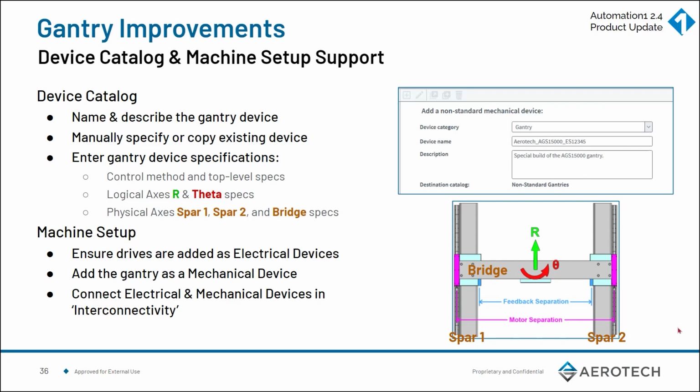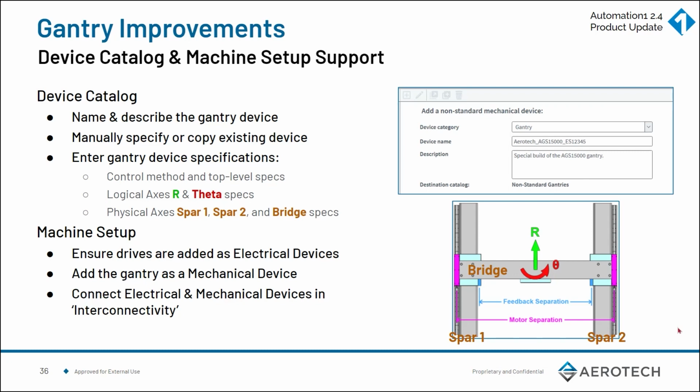First of all, Aerotech deploys custom gantries, so we needed to do this tool to make our custom gantry deployment much easier for our manufacturing people and much easier for our systems engineers who are working with them to deploy gantries. The benefit to our general user base is it's going to be easier for everyone, right? So in a tool we call a device catalog in Automation1 Studio, you go through this process of naming and describing the gantry device. You either manually specify or copy existing device settings.